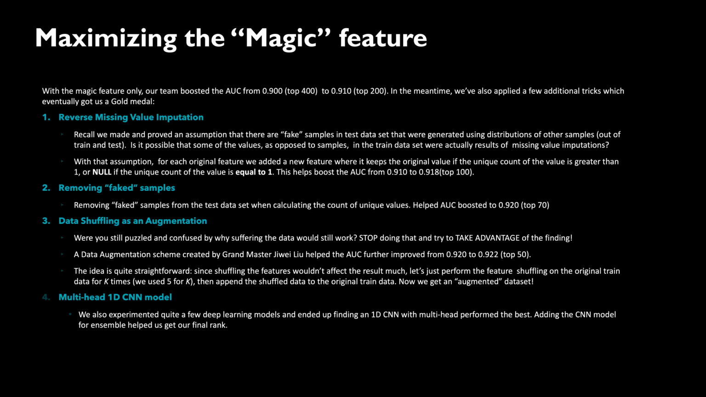Then the next thing is to remove the fake examples. Again, there are fake examples in the test data. When we add the new features of counting the frequencies of the values, keep in mind that there are fake data. The fake data can cause some trouble and decrease the accuracy of counting the frequency, because they are not supposed to be there when calculating the frequency. So the next thing we did is to just remove the fake data from the test data and redo the calculation of frequency again.